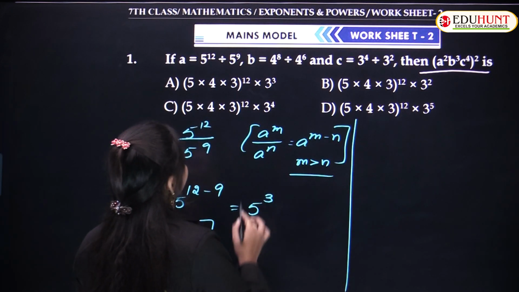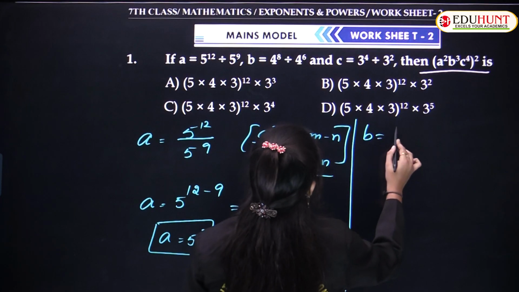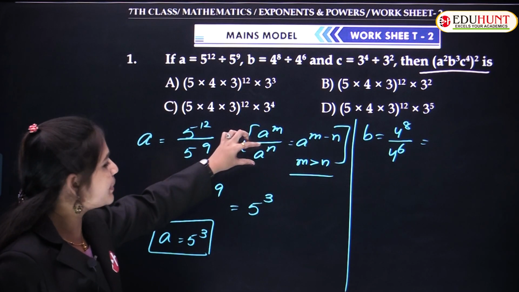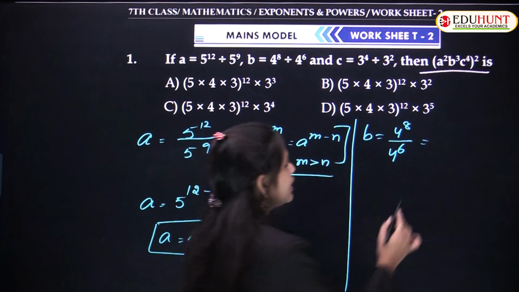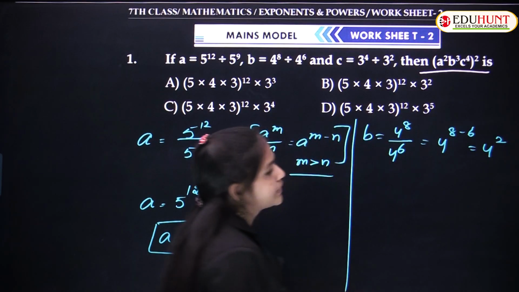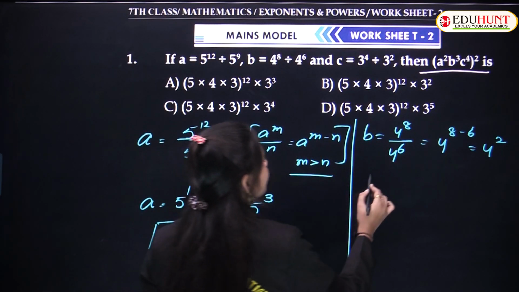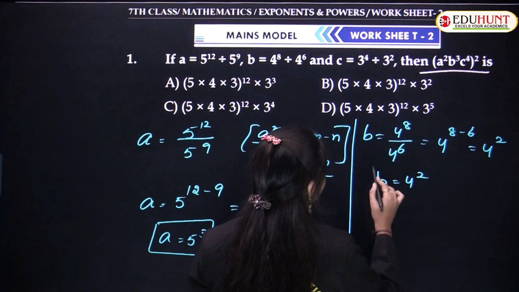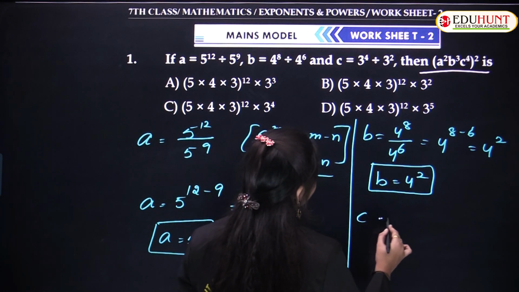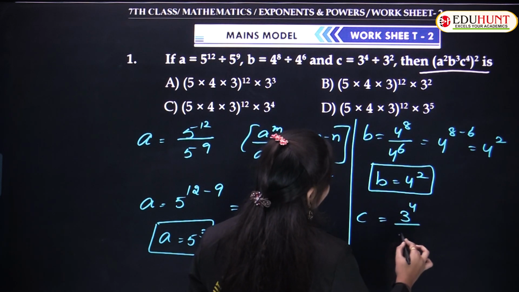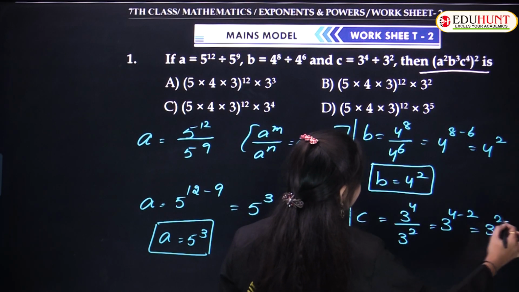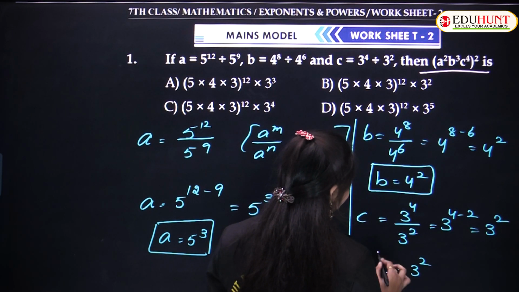Next, in the same way, the B value. B is equal to 4 power 8 by 4 power 6. Here also the same formula only, a power m by a power n. So apply the same formula here also. 4 power 8 minus 6, which is equal to 4 square. Then B is equal to 4 square. And finally the C value we need to find out. C is equal to 3 power 4 by 3 square, which is equal to 3 power 4 minus 2, then here 3 square. This is the value of C.